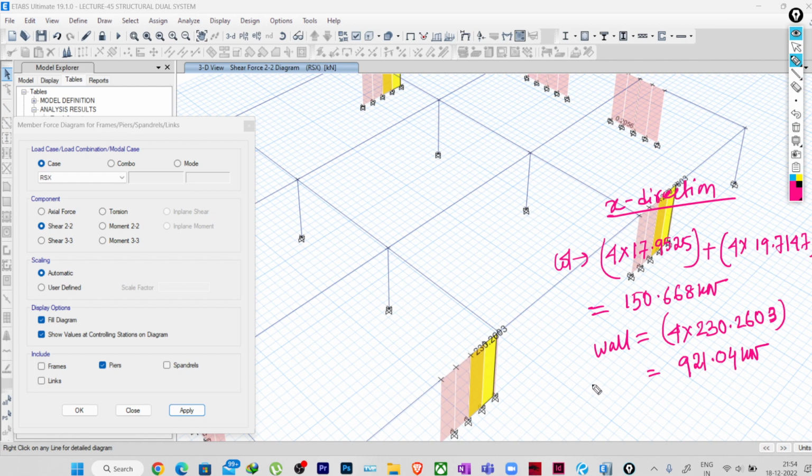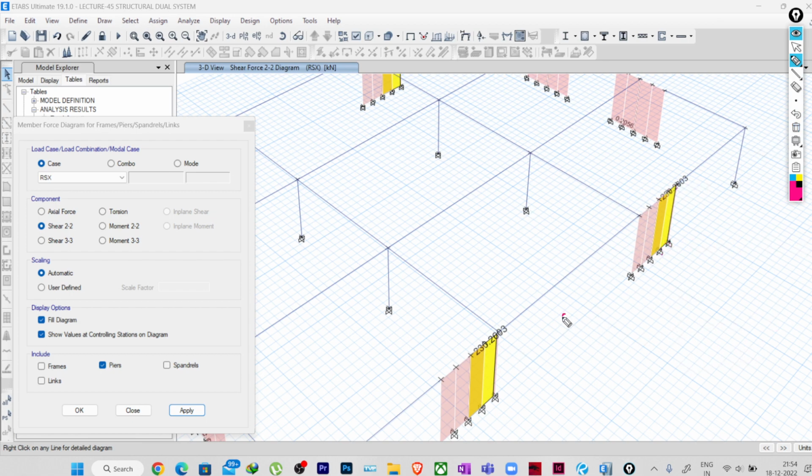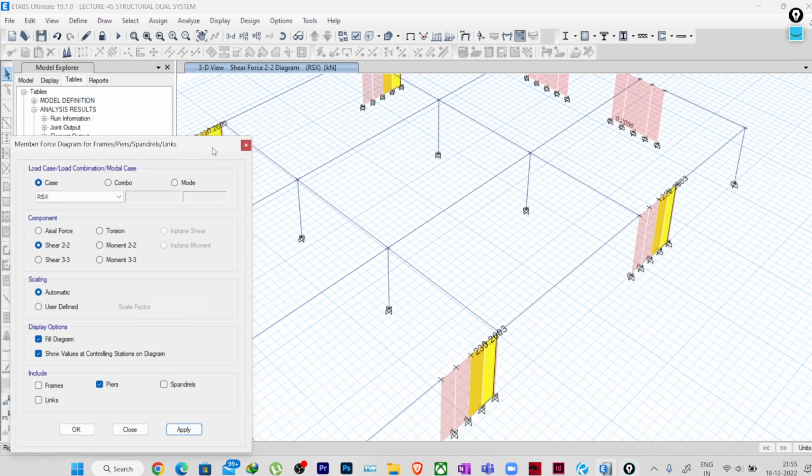Fine. So these are the base shear taken by wall and taken by the column. So now we can easily find out the percentage of base shear taken by the column and taken by the walls. So how we can find it? So percentage of, for that we need the total base shear actually. So what I will do, I will just show you the total base shear.